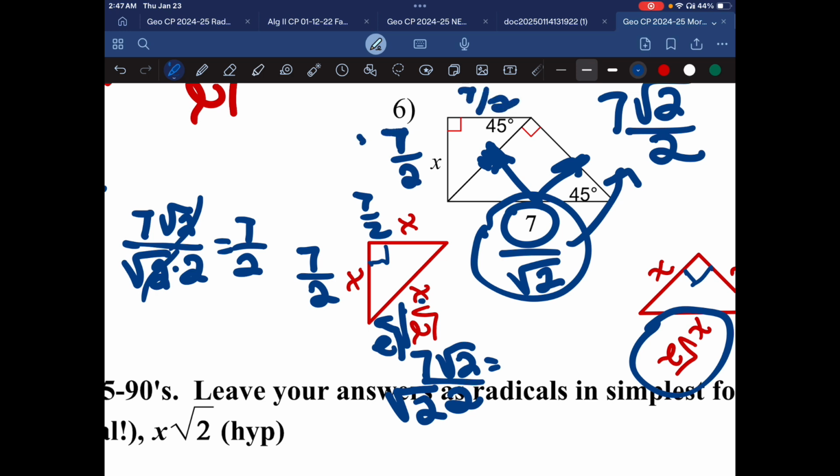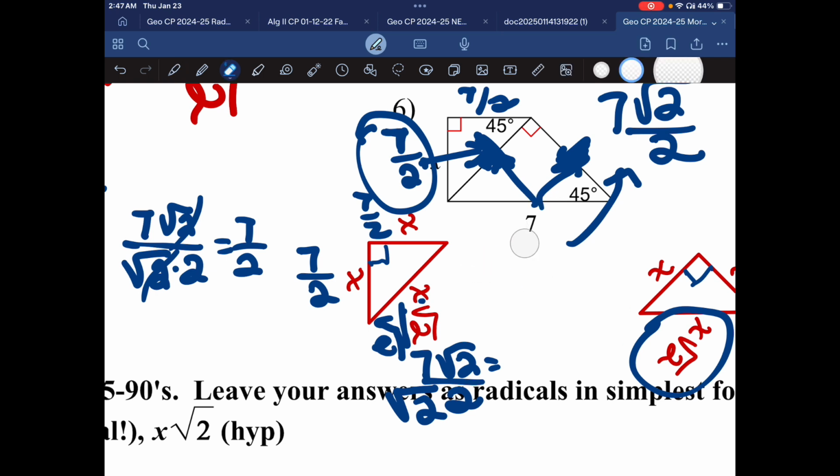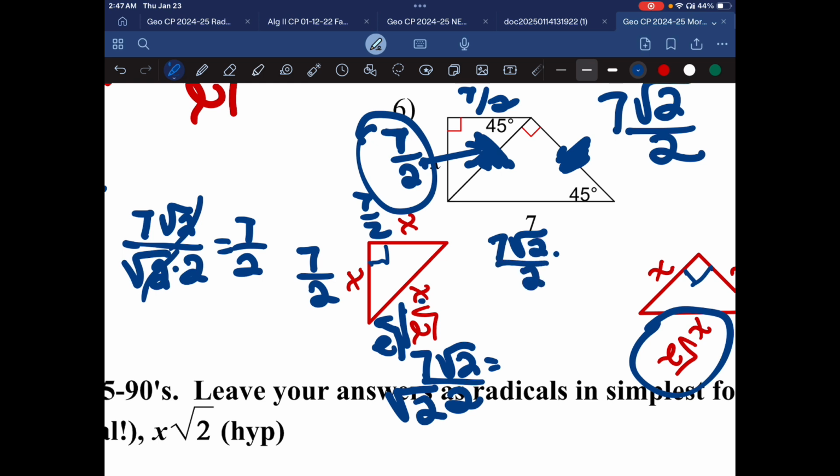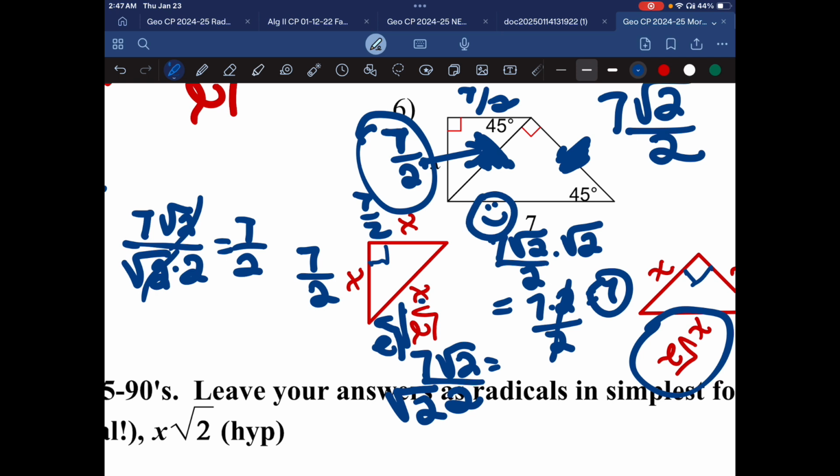Let's see if that makes sense. This times the square root of 2 would be 7 radical 2 over 2, which means this and this are 7 radical 2 over 2. And as you might recall, that gets us back to our 7 here because 7 radical 2 over 2 times the square root of 2 equals 7 times 2 over 2, which is 7. So it's right.